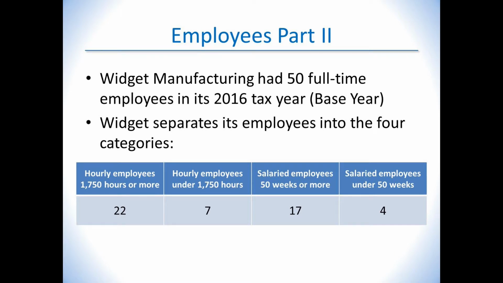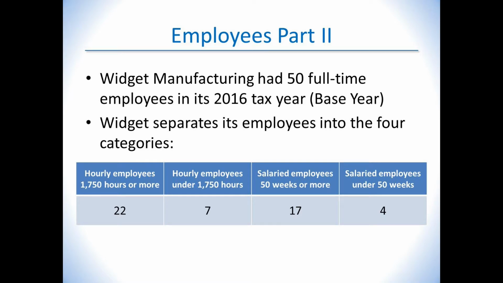Like the previous example, Widget separates its employees into the 4 categories. 22 hourly full-time employees worked 1,750 hours or more, 7 hourly full-time employees worked less than 1,750 hours, 17 salaried full-time employees worked 50 weeks or more, and 4 salaried full-time employees worked less than 50 weeks.